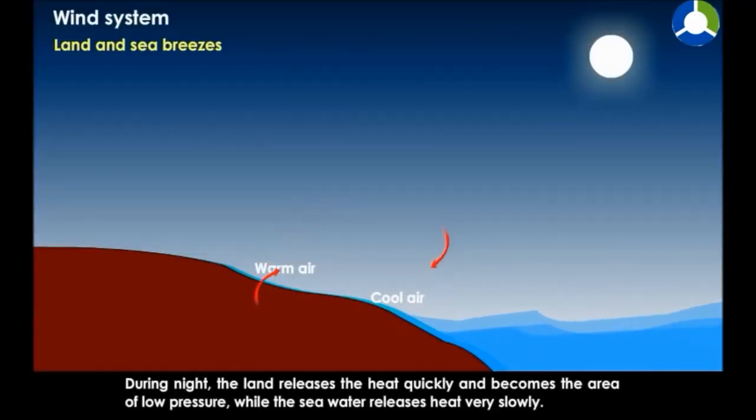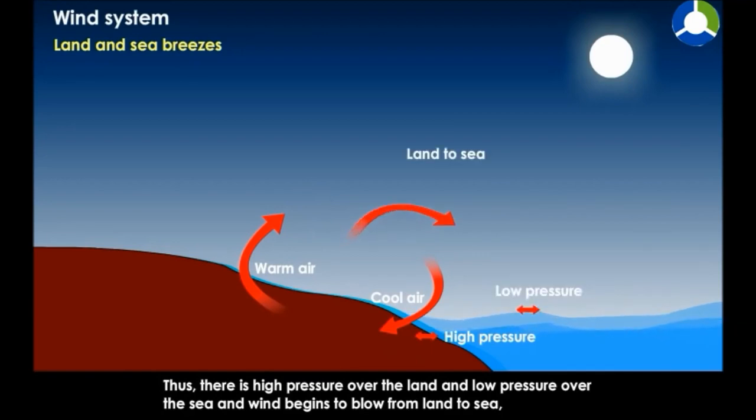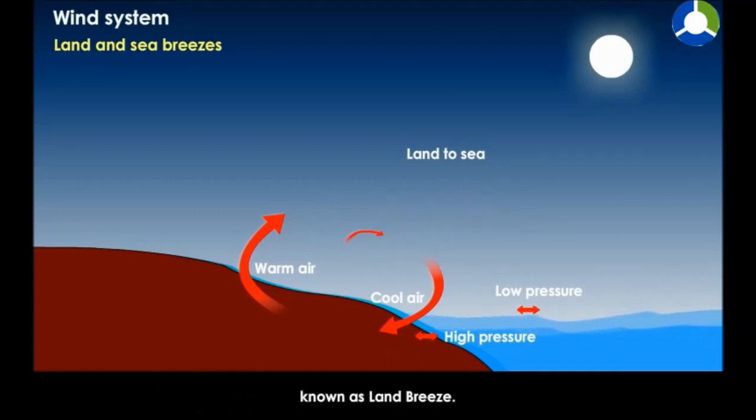During night, the land releases the heat quickly and becomes the area of low pressure, while the sea water releases heat very slowly. Thus, there is high pressure over the land and low pressure over the sea, and wind begins to blow from land to sea, known as land breeze.